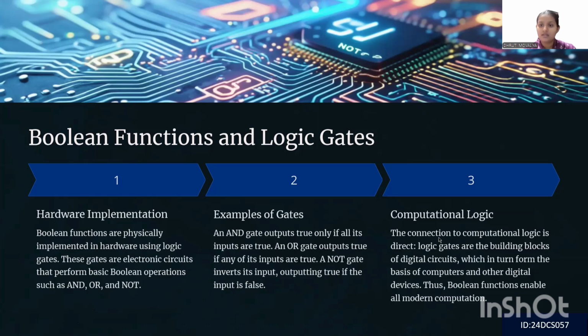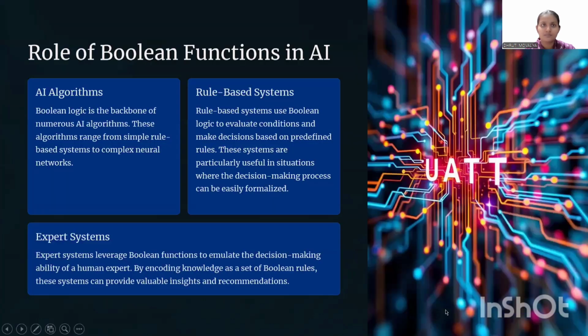Computational logic. The connection to computational logic is direct. The logic gates are the building blocks of digital circuits, which in turn form the basis of computers and other digital devices. Thus, Boolean function enables all modern computation. Role of Boolean function in AI. Here are three roles of Boolean function in AI. First is AI algorithm, second is rule-based system, and third is expert system.